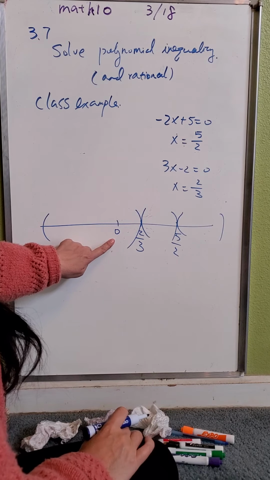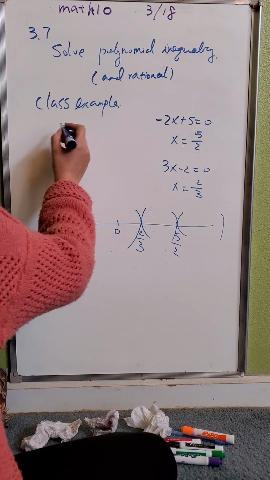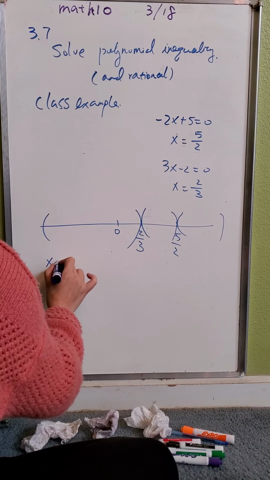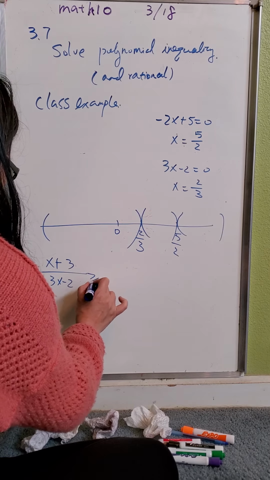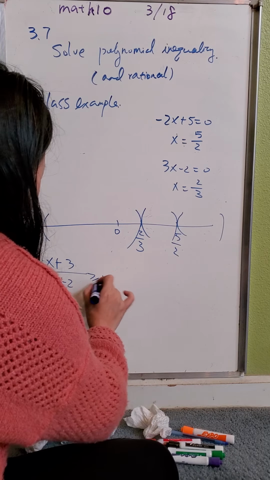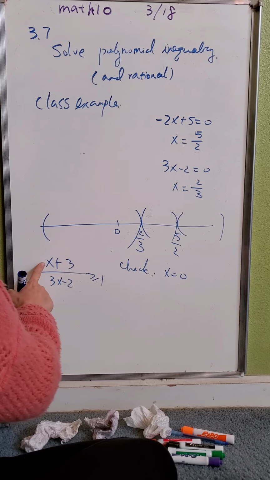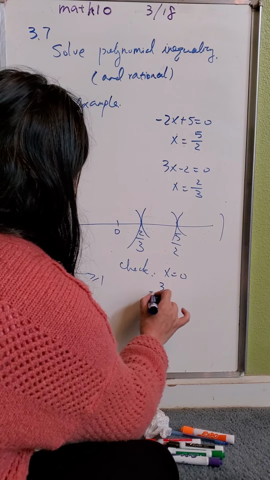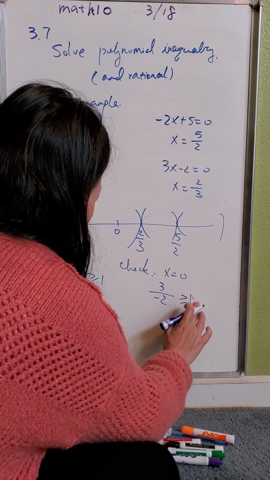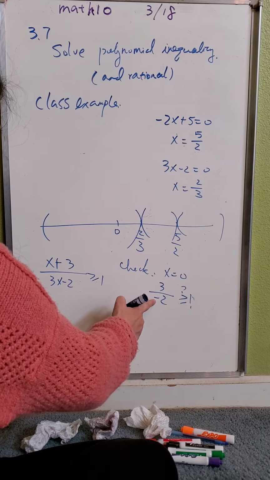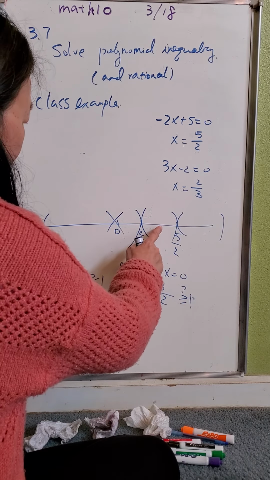Okay, so I put the 0 first to check. I forgot the problem. I erased the problem. The problem is like this. So I check x equals 0 first. This will become 3 over negative 2, greater than or equal to 1. That is not true because it's negative, so this won't be the answer. And if this is not the answer, then very likely this one is going to be the answer.